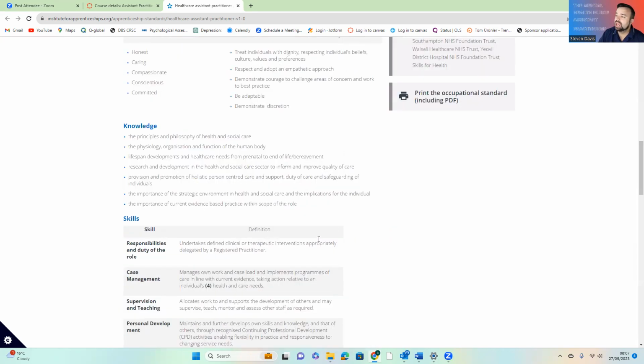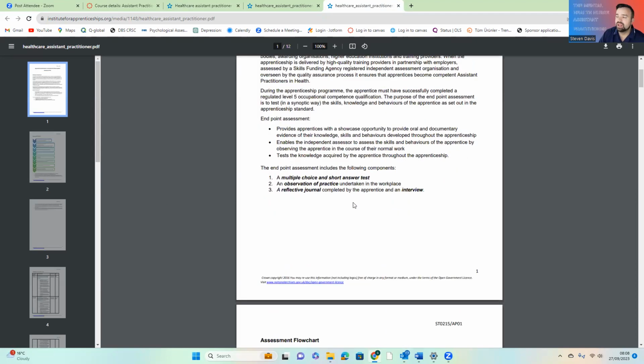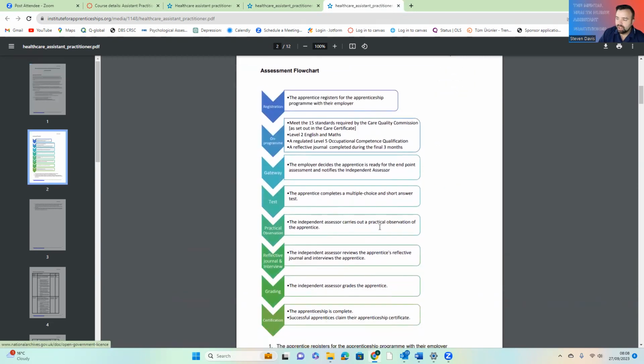Okay, if we then go up to the assessment plan, this is what you're going to be assessed at. So you will have a multiple choice short answer test, and normally towards the back of these, you'll have a breakdown so you can see what's going to be covered in the exam. You're going to be observed in practice, working within your workplace, so you'll agree that with the EPA, and then you complete a reflective journal for an interview. So you can see here you've got your flow charts.